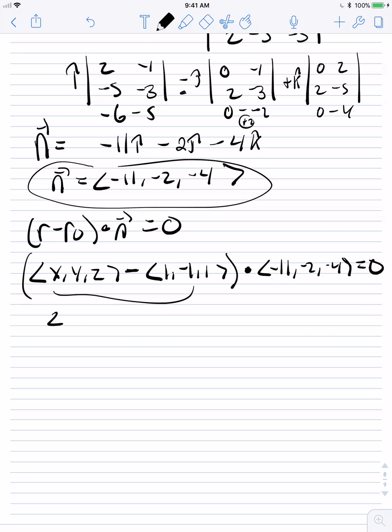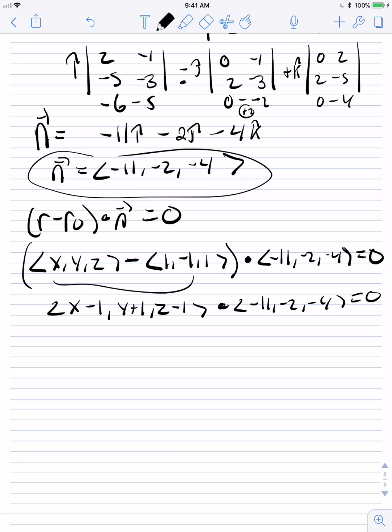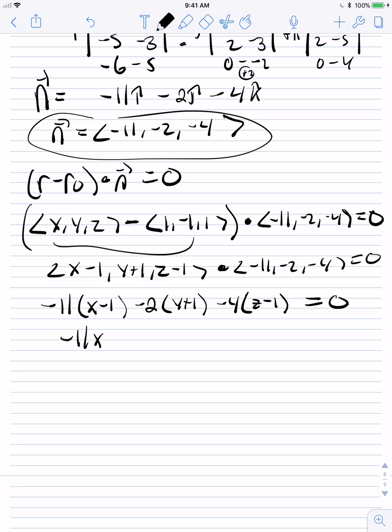So let's simplify this part. We get x minus 1, y plus 1, z minus 1, and we're dotting it with negative 11, negative 2, negative 4, which equals 0. So if we multiply them, we get negative 11 times x minus 1, plus negative 2 times y plus 1, plus negative 4 times z minus 1. This all equals 0. So we distribute each term: negative 11x plus 11, minus 2y minus 2, negative 4z plus 4, it all equals 0.